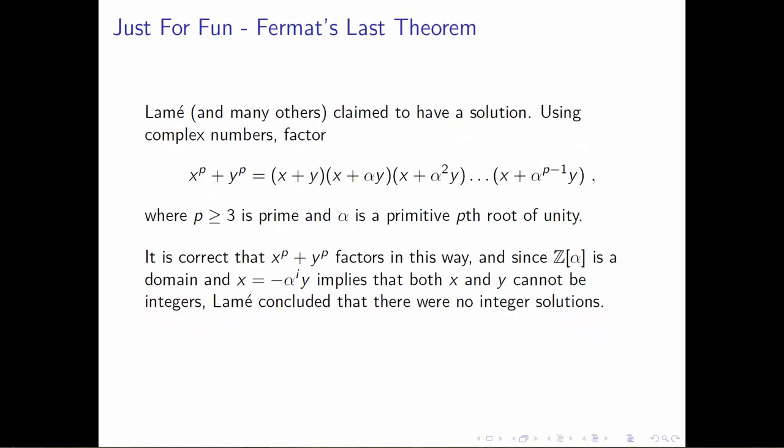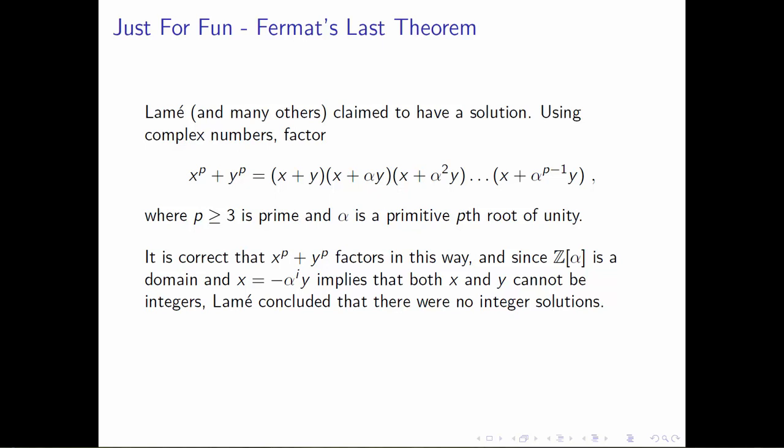Now, there was another mathematician known as Lamé, and he was very good. And there were others, in fact, that claimed to have come up with a solution to Fermat's last theorem. So one thing that you can do is you can simplify. You don't need to consider x to the n plus y to the n equals z to the n for all n. It's enough, if you believe it, to consider primes.